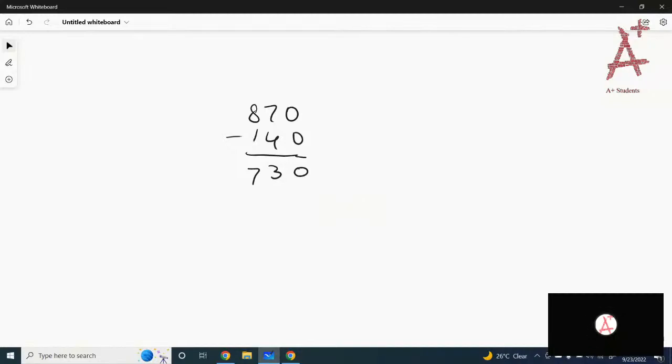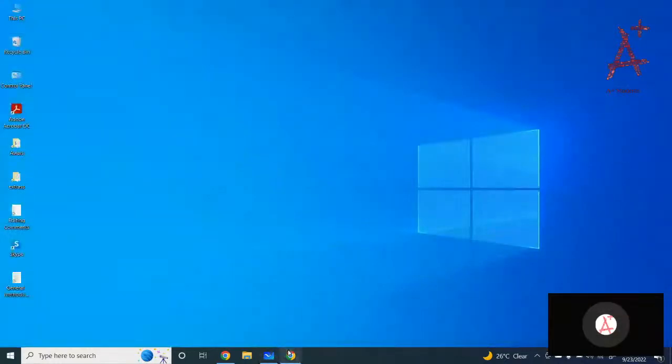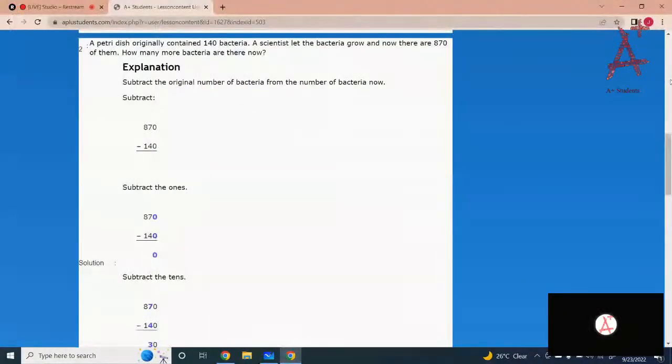Please make sure you have a pencil and a notebook. You can note down these important points in your notebook. Okay, so on the top right corner, we have a test button. So let's start with the test.